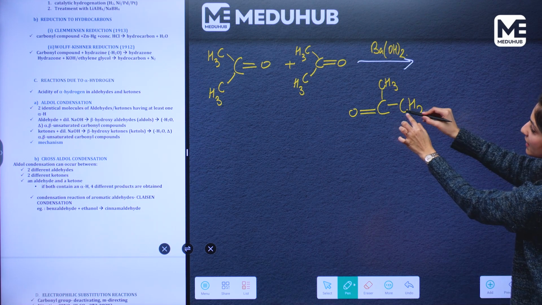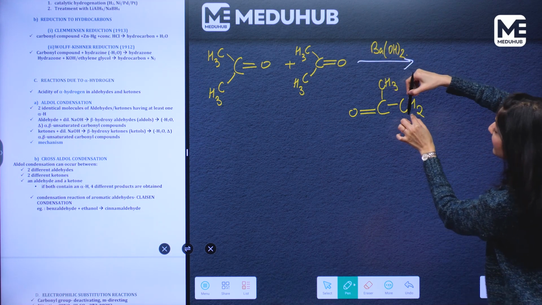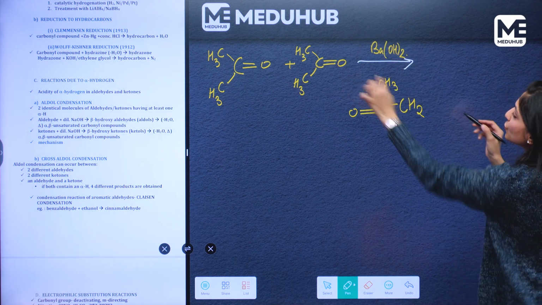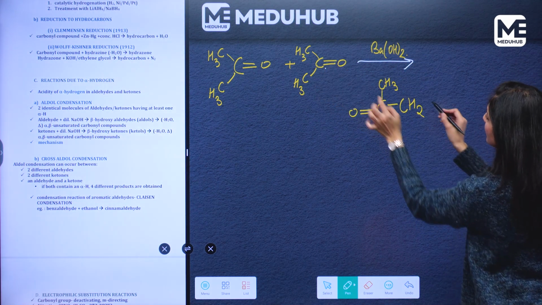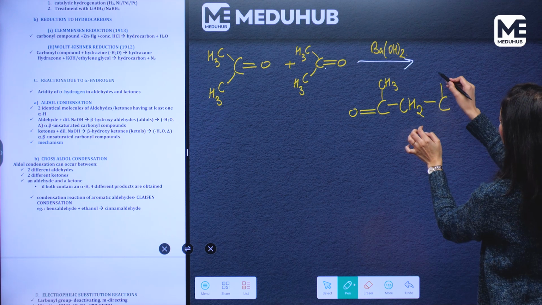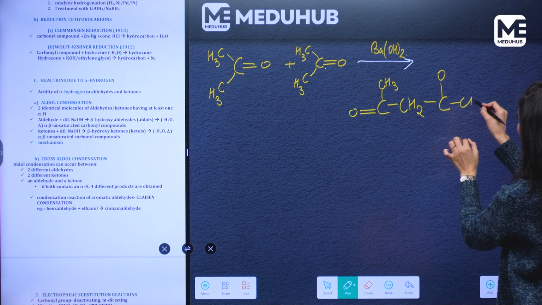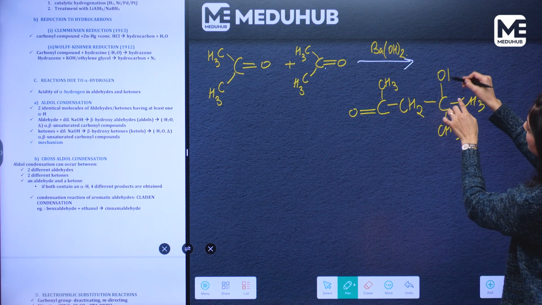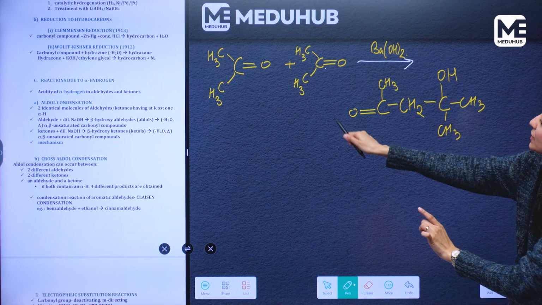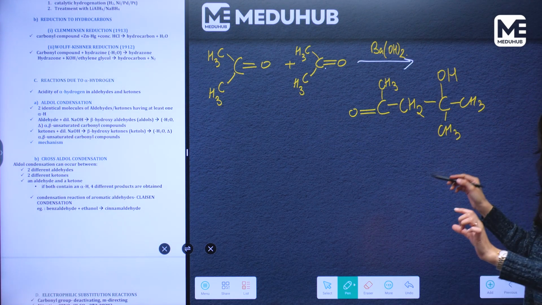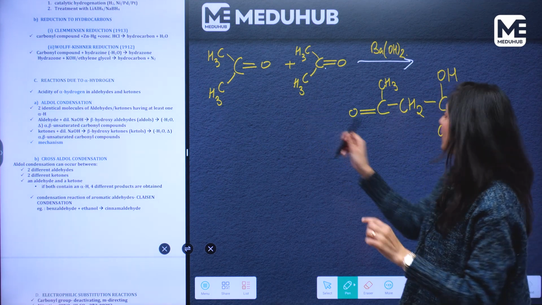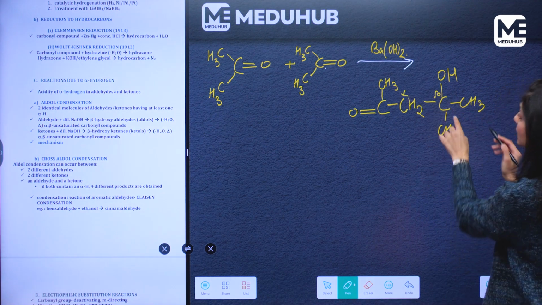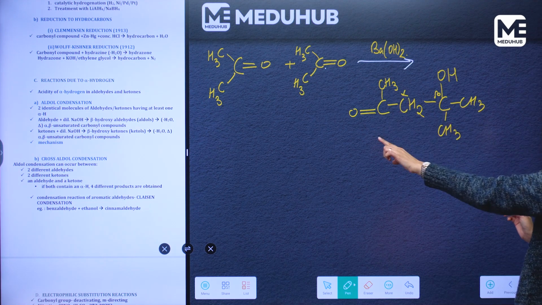This carbon ion attacks the carbonyl carbon of the other molecule. So this carbon will get attached to this one here. Both the CH3 groups are as it is. And in the presence of acid, this will become OH. So this is the product of aldol condensation between two molecules of acetone. So you see, this is the alpha carbon, this is the beta carbon, this is beta hydroxy ketone.